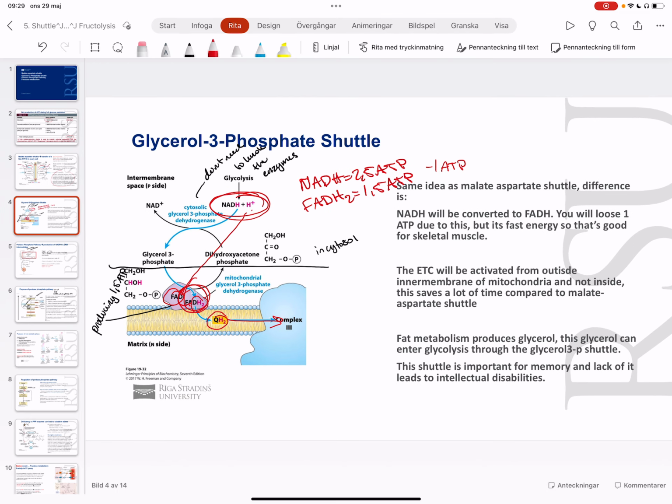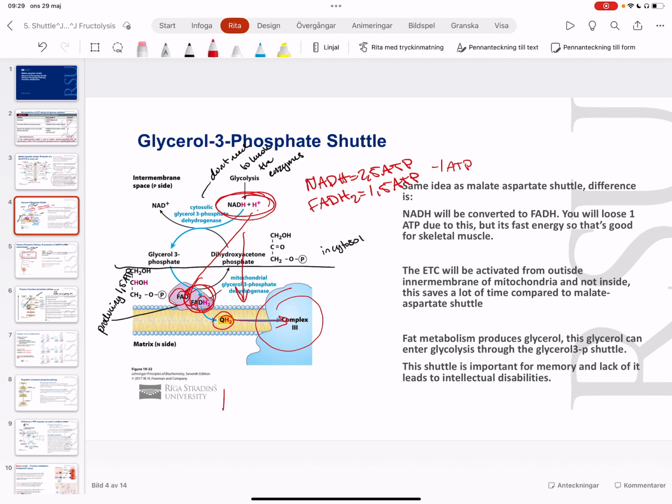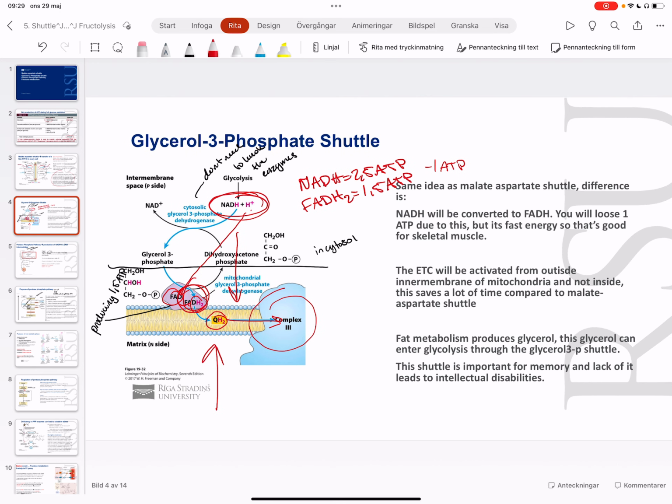And the electron transport chain here will be activated from the outside of the intermembrane space rather than from the inside, and this saves a lot of time compared to the malate-aspartate shuttle. So if we start from the outside, it will go faster, but we will lose 1 ATP.